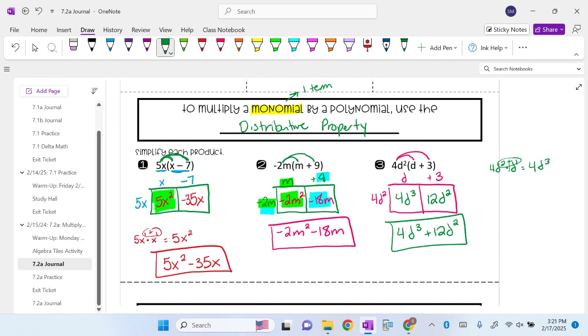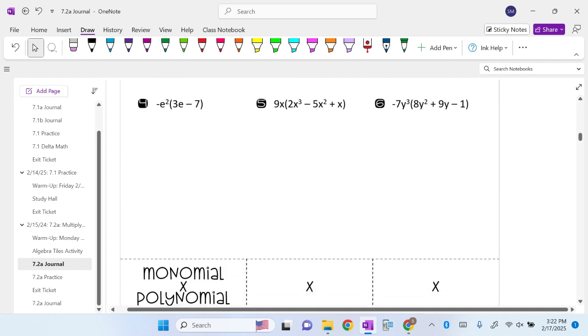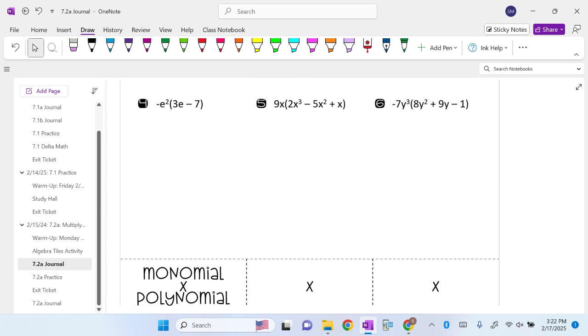Now, this method will work for just about any type of monomial times a polynomial. So these were strictly a monomial times a binomial. Those were the first 3 examples. So a 1-term polynomial times a 2-term polynomial. Now, if you look at number 6 on your foldable, as you can see, you have a monomial by a trinomial. So a 1-term polynomial times a 3-term polynomial. So be careful with this.